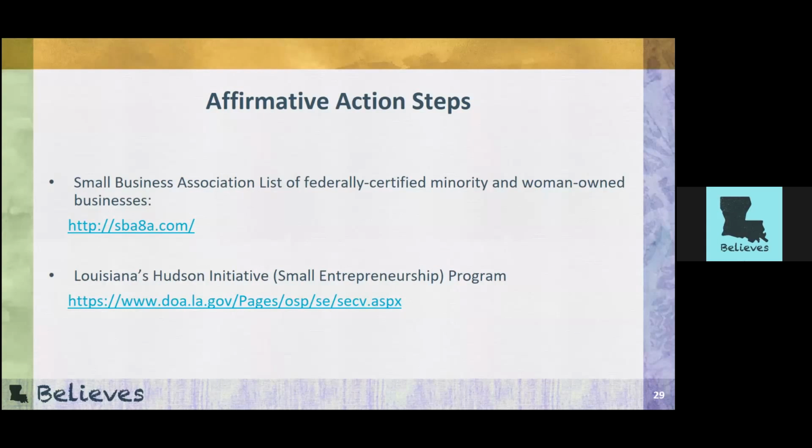You should print the Hudson list and keep it with your documentation for your solicitation. The Small Business Association list is massive, but I would maintain an electronic copy because you'll be asked on an administrative review what steps you took to assure that minority businesses and women's businesses were solicited whenever possible.